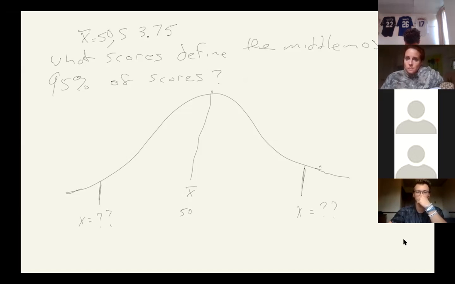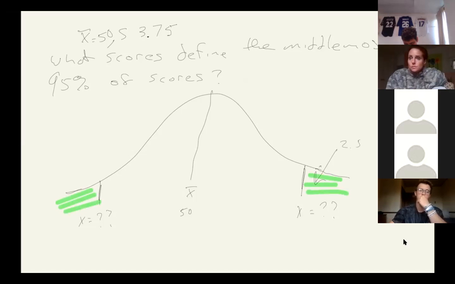So out here, what percentage should be out in this area? Anybody? You don't need a table. 2.5%. That's right. 2.5% we want out there, and we want this to be the same, 2.5%. We want to find the score. We have the area. We have to do things in reverse of what we've been doing.